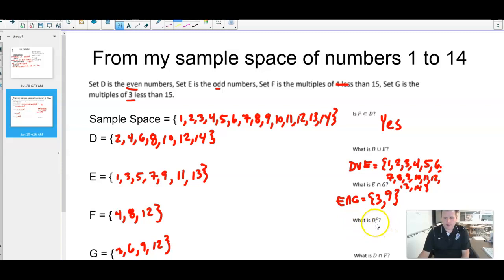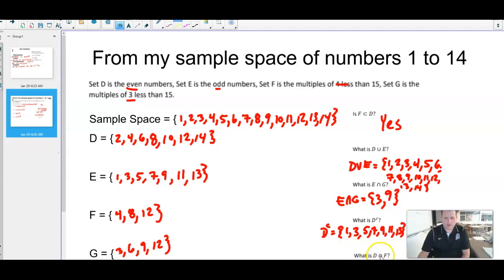This next one is asking what D complement is. Remember, that's everything but what's in D. So I've got 2, 4, 6 in D, which means I'm going to put 1. 3 is not in D, 5 is not, 7 is not, 9 is not, 11 and 13 are not.